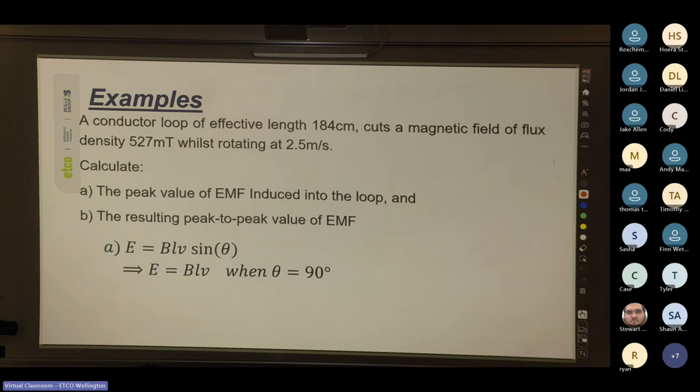L is the length of the conductor, which is 184 centimeters, which we need to convert into meters because that's the unit we normally use for calculations. And then velocity is measured in meters per second, so we don't need to change that because it's already 2.5 meters per second. So we multiply those three values together and that gives us our maximum EMF that's induced. Has anyone else got an answer?